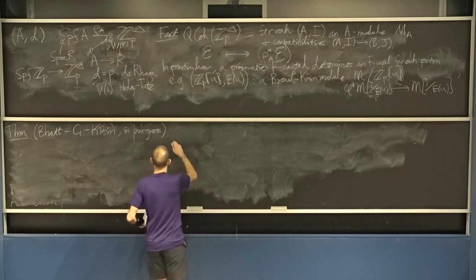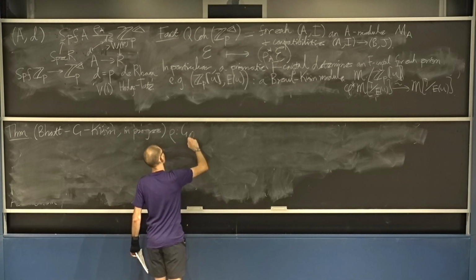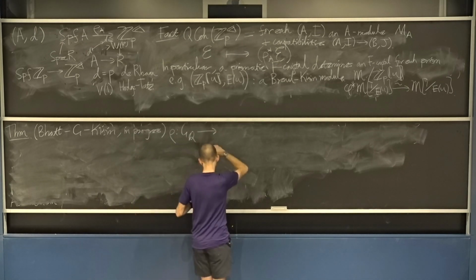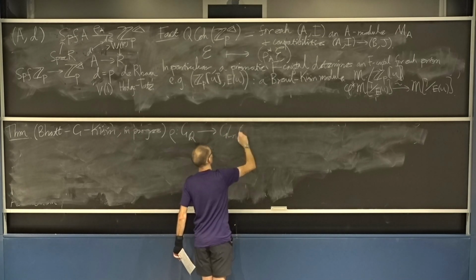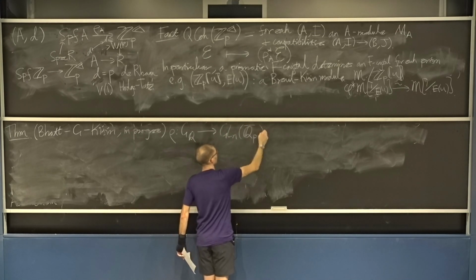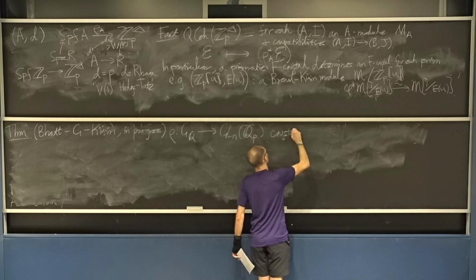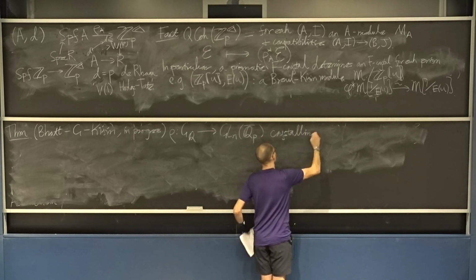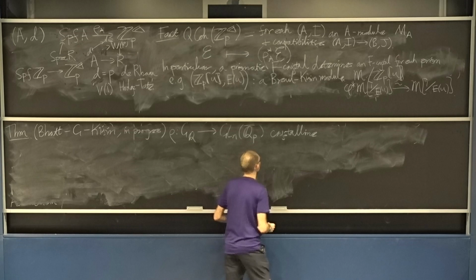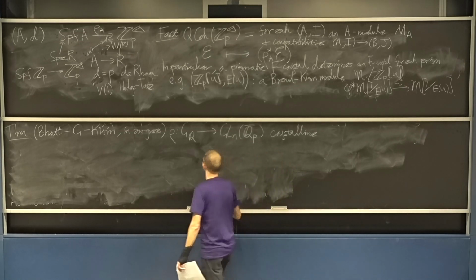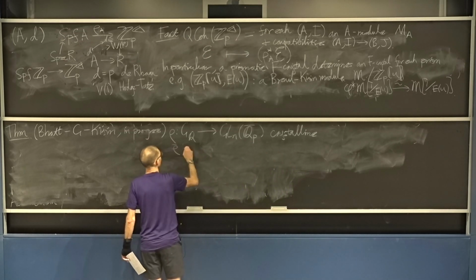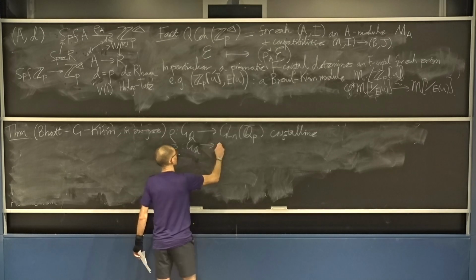So let me take a crystalline Galois representation, and maybe I can now give myself Q_p-bar coefficients. And then if you choose a lattice inside this, you can reduce mod p, and I'm going to choose my lattice so that this is semi-simple.